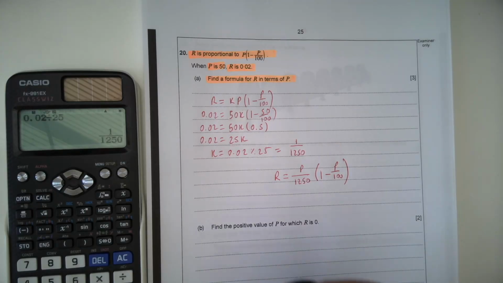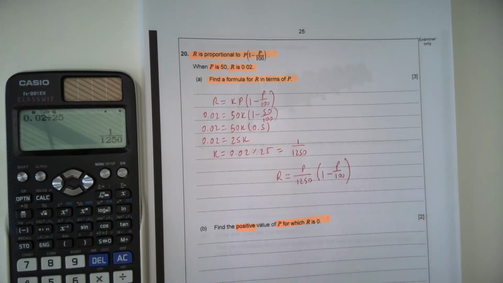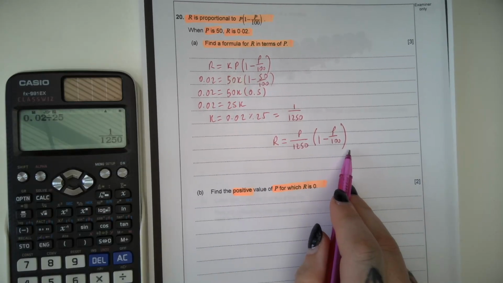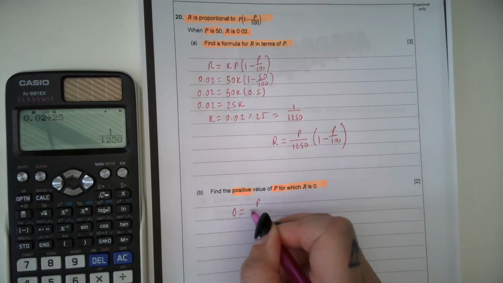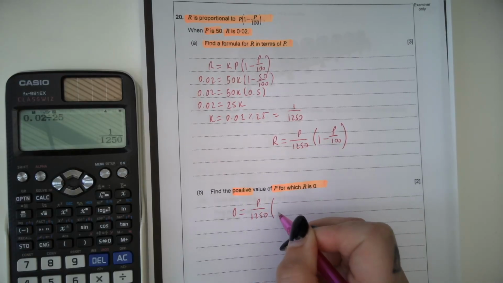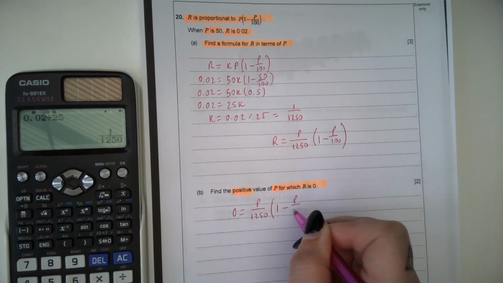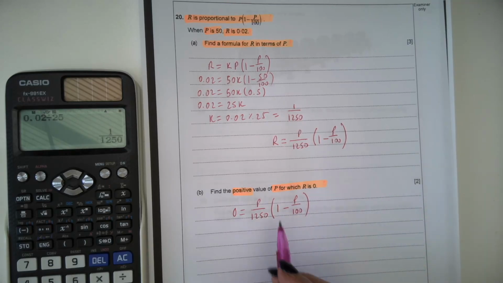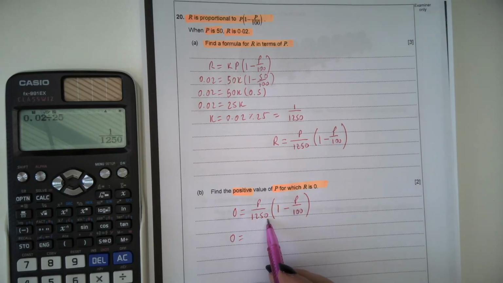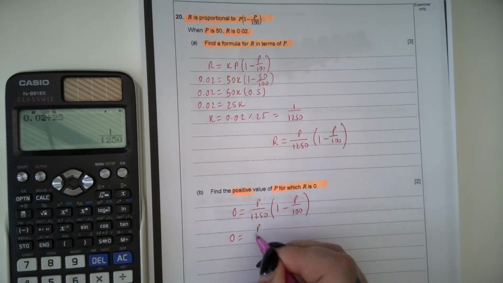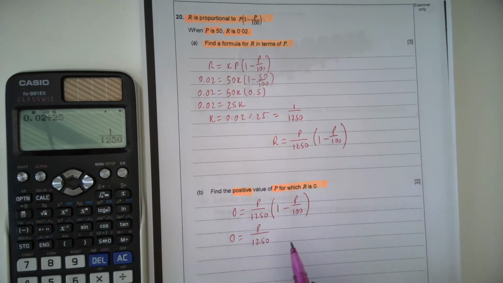Part B, find the positive value for p for which r is 0. Okay, so we're going to use this formula here, and we're going to set it to r equals 0. So 0 equals p over 1250 multiplied by 1 minus p over 100. So let's expand this bracket. So 0 equals p over 1250 multiplied by 1 is p over 1250.